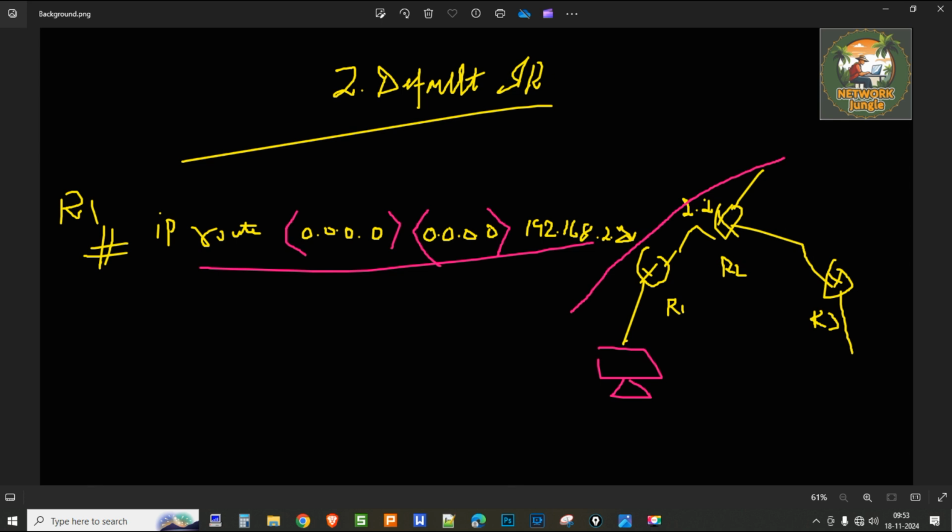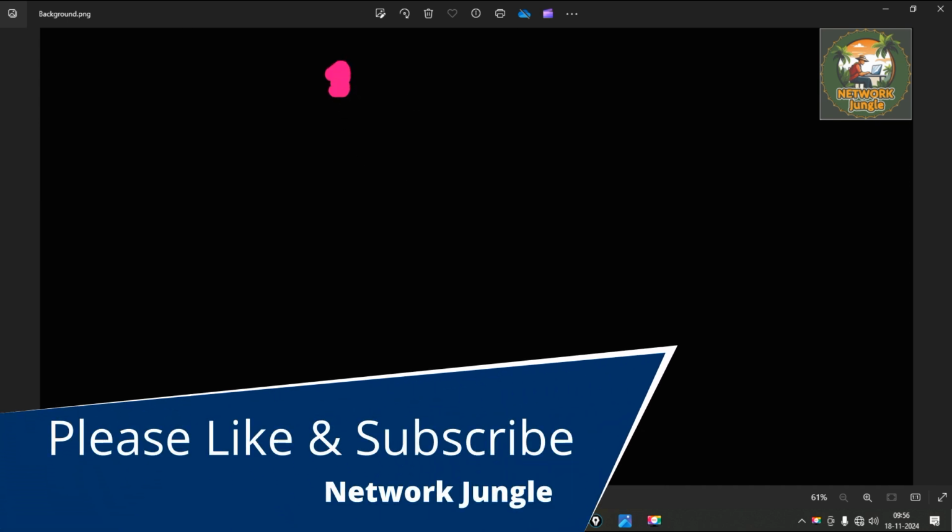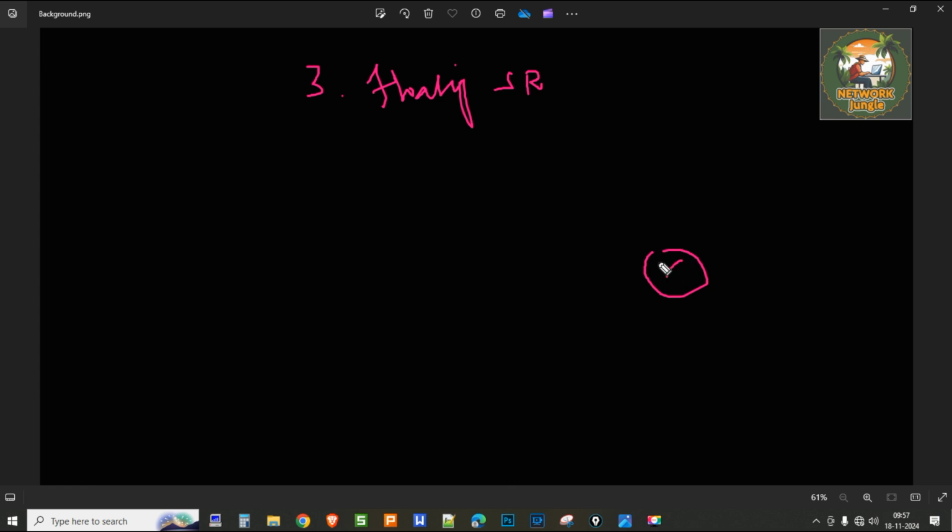Next one is the floating static routing. Floating static routing is a static route used to provide a backup path to the primary static route. The floating static route is only used when the primary route is not available. For example, you have a router in your organization, and there are LAN networks, multiple VLAN networks, inside the organization.